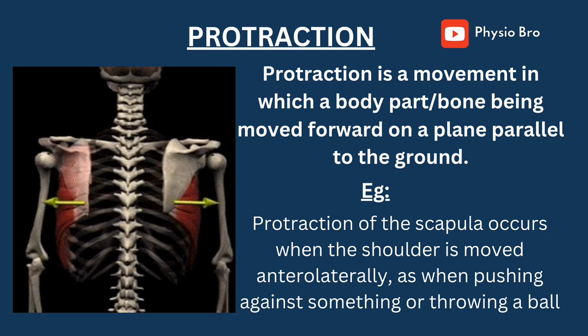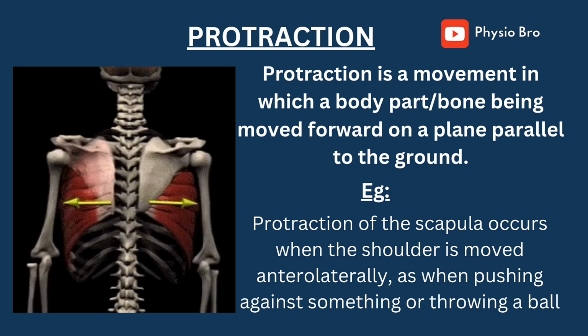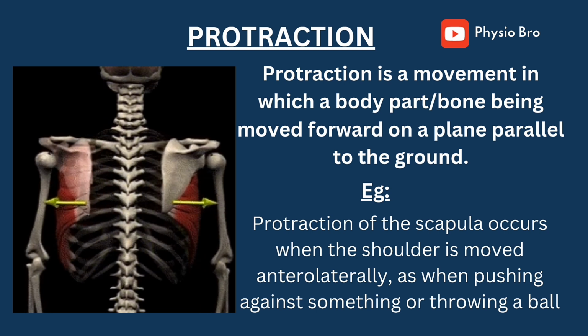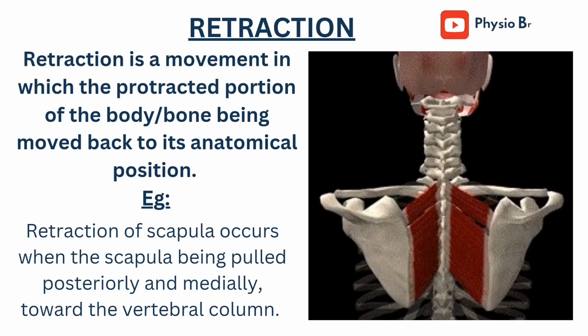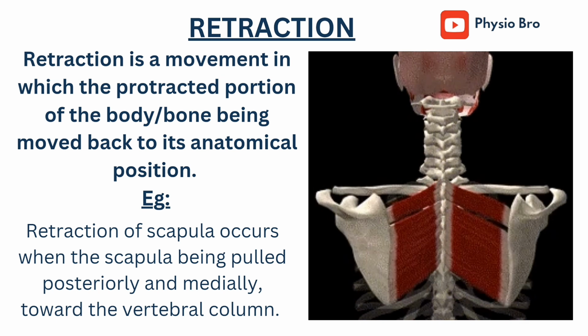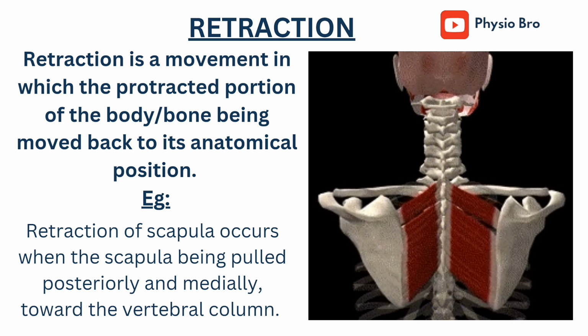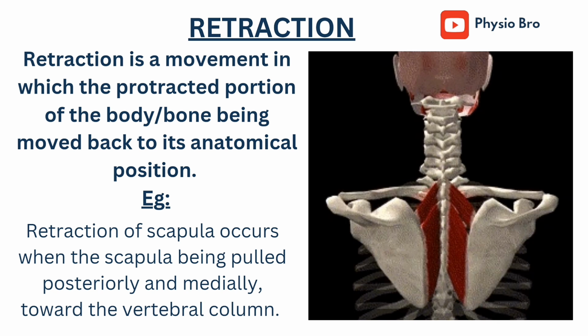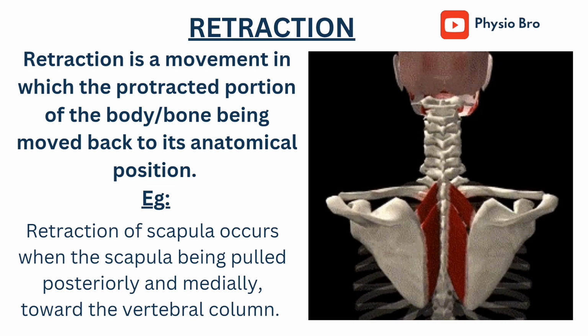Protraction. Protraction is a movement in which a body part or bone is moved forward on a plane parallel to the ground. Example: protraction of the scapula occurs when the shoulder is moved anterolaterally, as when pushing against something or throwing a ball. Retraction. Retraction is a movement in which the protracted portion of the body or bone is moved back to its anatomical position. Example: retraction of the scapula occurs when the scapula is pulled posteriorly and medially toward the vertebral column.